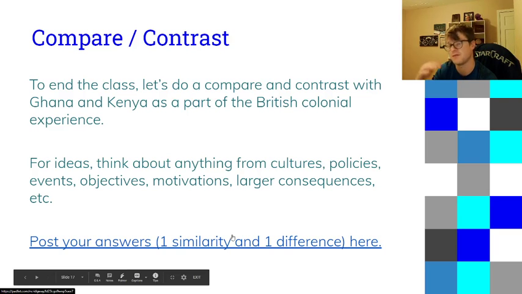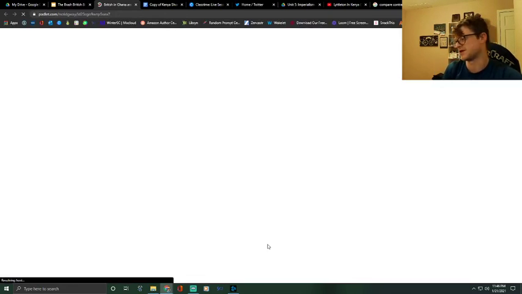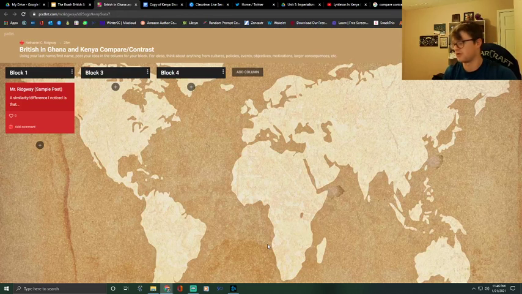Now, you can do anything with the compare-contrast with the British and colonization. You can do it on how Native Africans resist. You could do it on the cultures, policies, events, objectives, motivations, consequences. You can take this so many ways. But when you click this right here, please click on the correct block. You click the little plus symbol, and then you add your idea. Please make sure you put your name on it so I can give you credit for it.